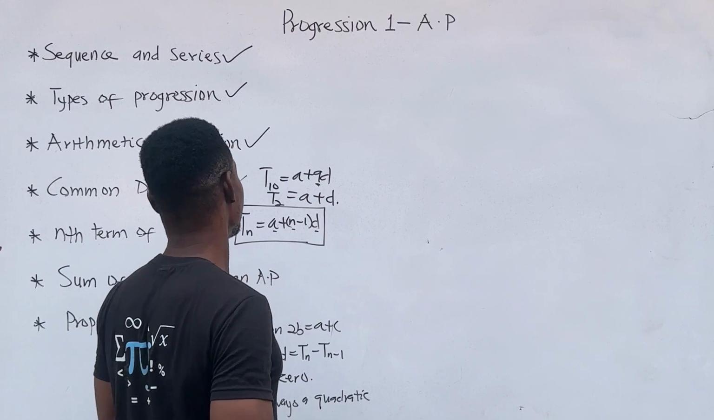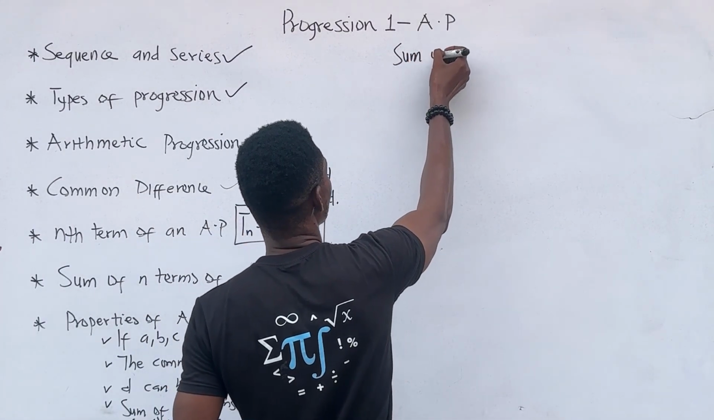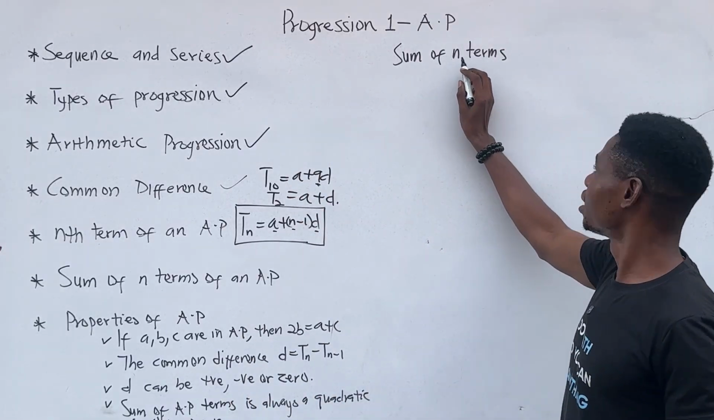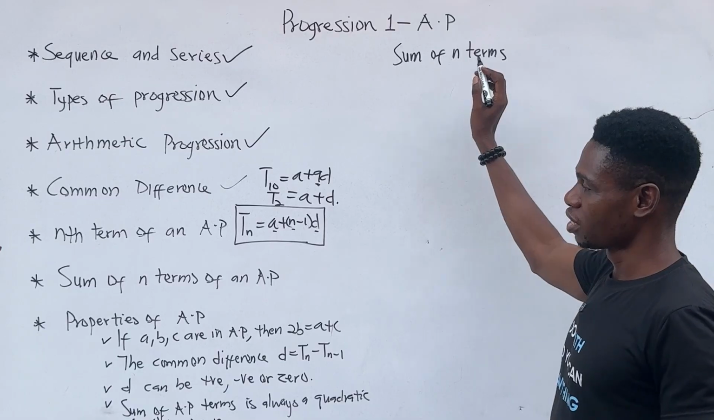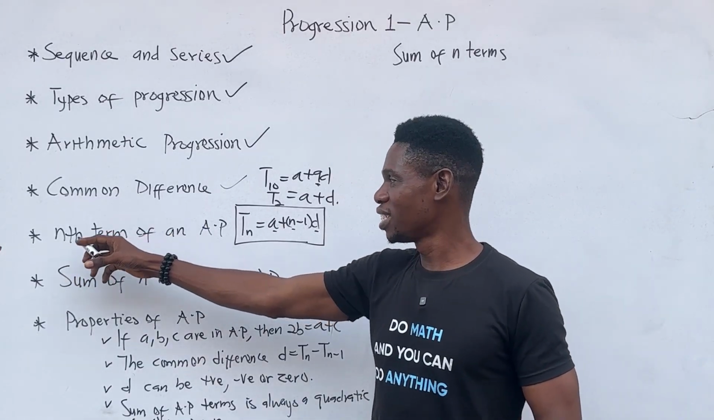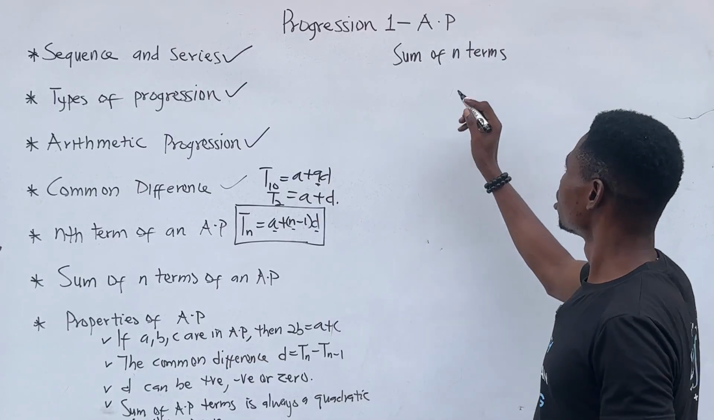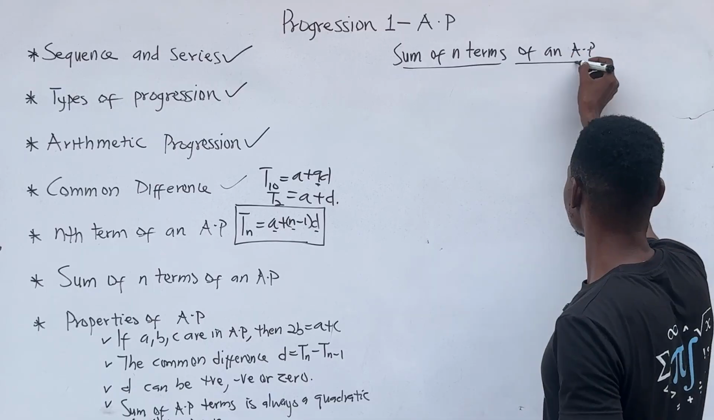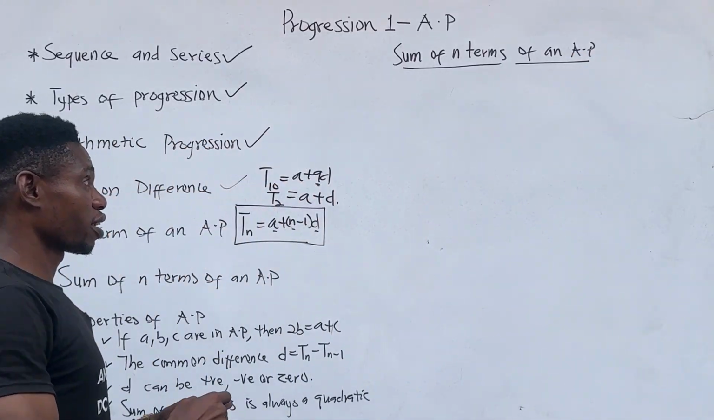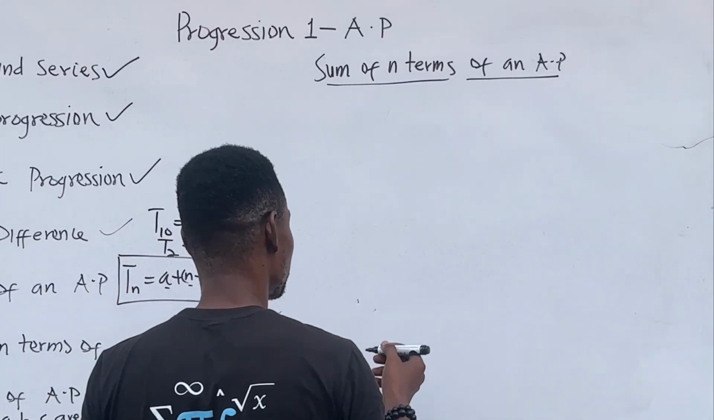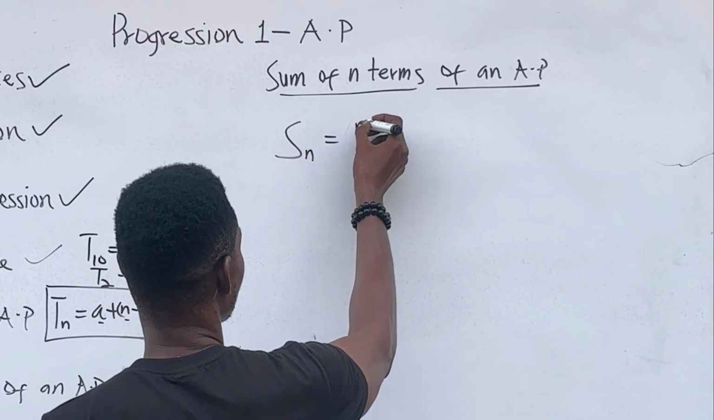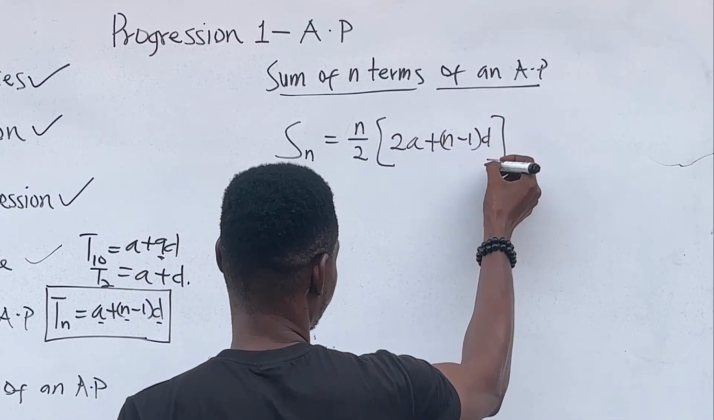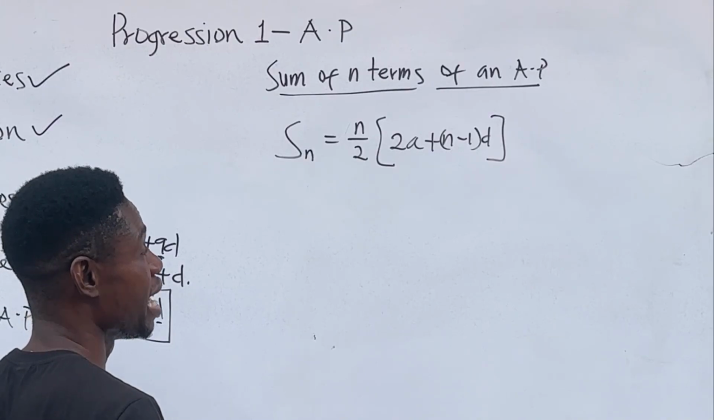Now imagine that you have an AP. Sum of n terms. Now watch, there's no th, it ends with s, n terms. The former one was nth term, th, but this one is n terms, s. Now the formula: Sn equals n over 2 into 2a plus n minus 1 d. So this is the formula to find the sum of n terms of an AP.